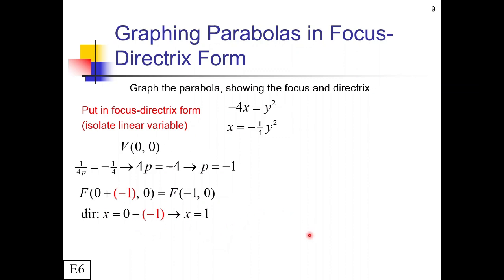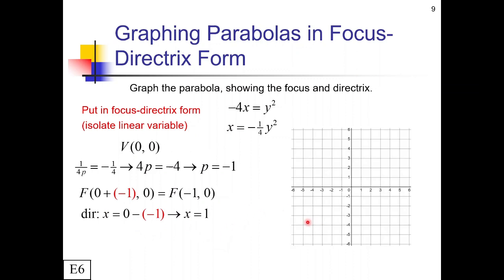All right, let's graph all this out. We still have a vertex at 0, 0. Thank goodness for that. Focus is negative 1, 0 right there. And now we have a directrix at x equals 1, so that's this vertical line right here. So we can tell from the way this is set up that we're going to be opening to the left with this parabola, which makes sense with this negative that we have in front of the y squared.